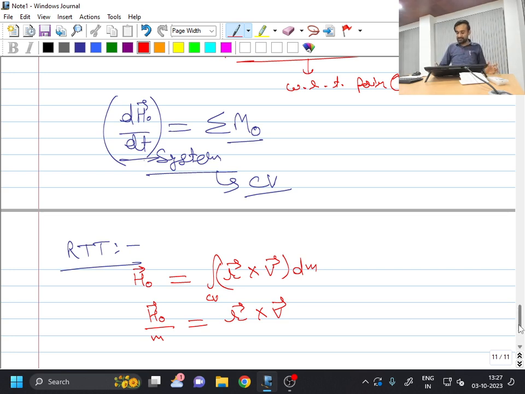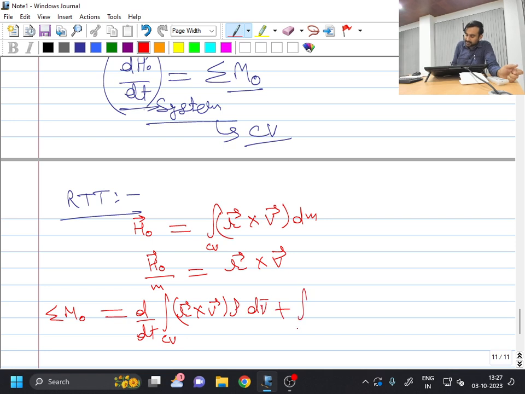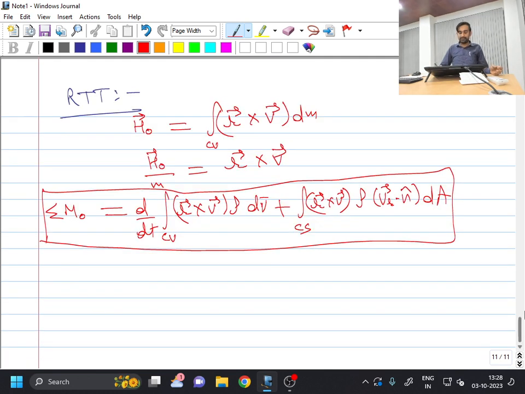Now with this information, I can apply the Reynolds transport theorem. I will write that the sum of all moments about point O equals d/dt of the property per unit mass basis, that is, integral of r vector cross v vector times density into dV, plus the integration over the control surface of r cross v vector times density into V_R vector dot n cap into dA. This is my famous equation of angular momentum, which gives me the net amount of moments acting about a point.